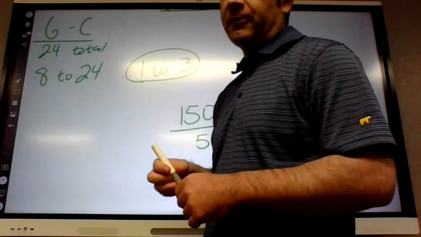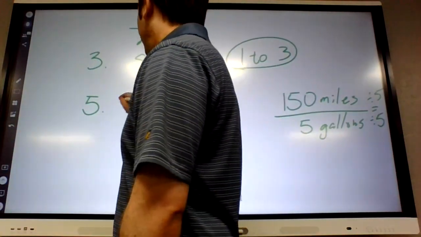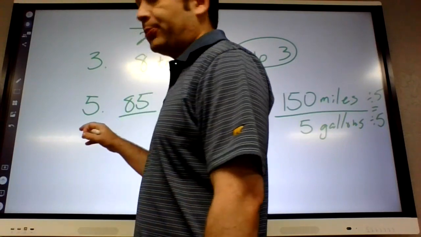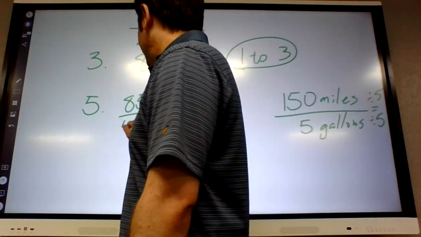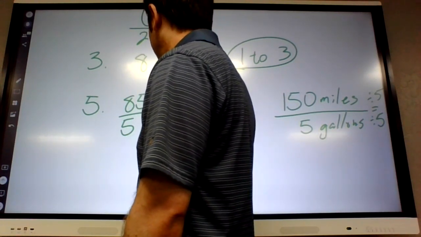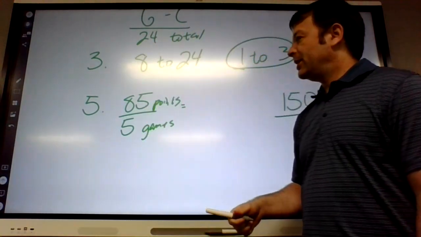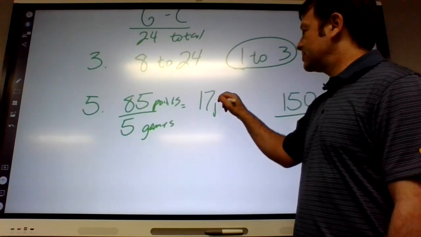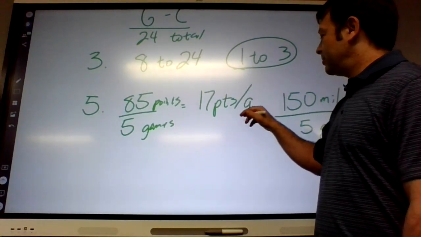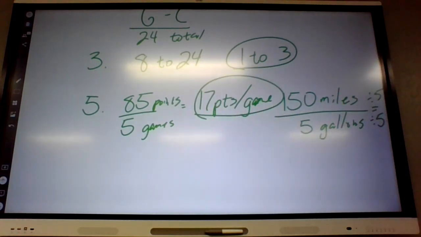So on number 5, somebody scored 85 points in 5 games. Guys, stop talking and listen. 85 points in 5 games. So how do we find the unit rate? Divide by 5. 85 divided by 5, I think that's 17 points. The book probably writes the answer something like this: 17 points a game. Okay, statistics, yeah, that's used a lot.